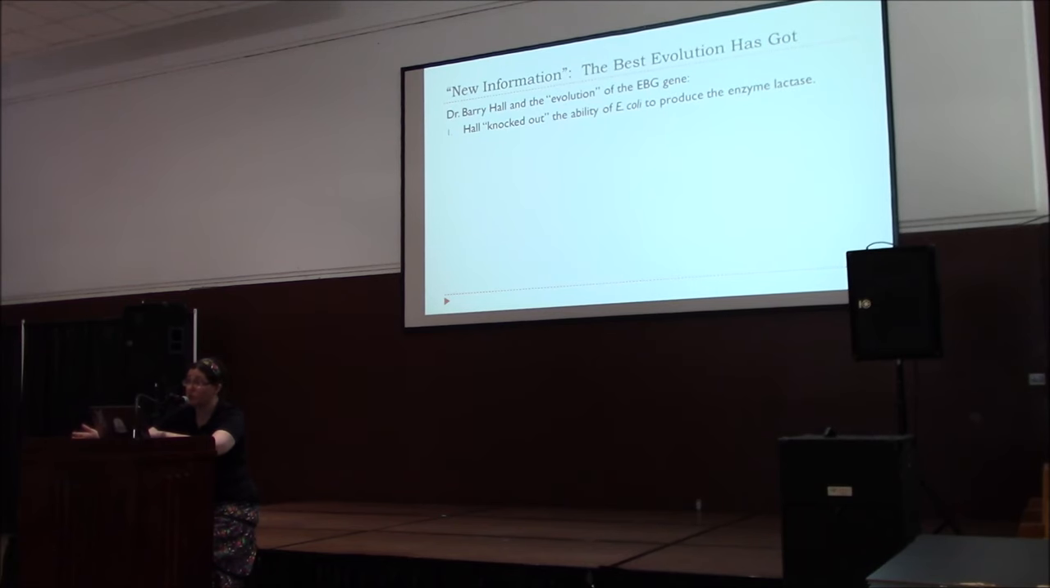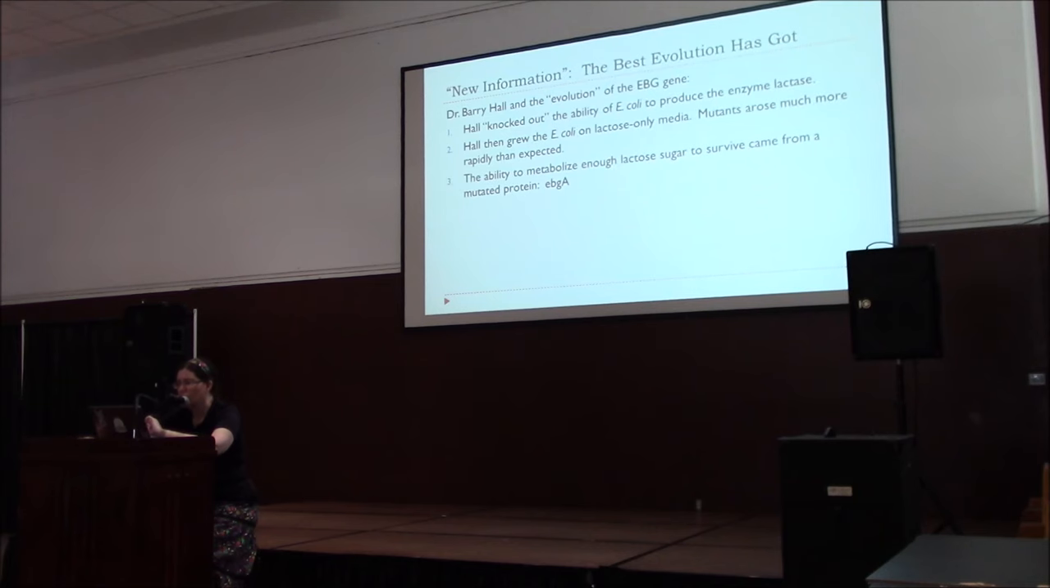And then he put it on lactose-only media to see if anything would evolve the ability to metabolize lactose. And he found mutants much, much more rapidly than he expected, which is actually a bad sign, as we'll see in a minute. The ability for the mutated bacteria to use the lactose sugar to survive came from a protein called EBGA. So Dr. Hall went back and isolated the original unmutated protein, which he called EBGO, and looked at it in a test tube. When he put this in the test tube, the enzyme was able to break down lactose. So the unmutated, unevolved enzyme already possessed the ability to metabolize lactose.